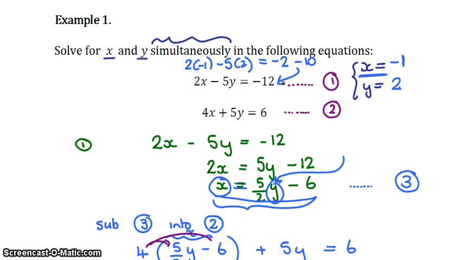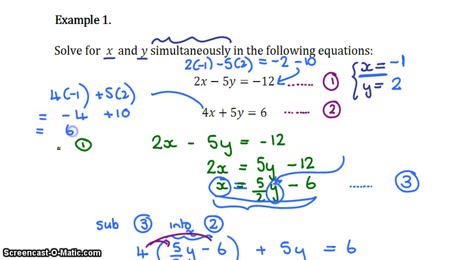So x is equal to negative 1 and y is equal to 2 works in equation 1. Let's check equation 2. 4 times negative 1 plus 5 times 2. What does that equal? That equals negative 4 plus 10, which equals 6. So this one set of x and y values works in both equations, which is what solving simultaneously is about.